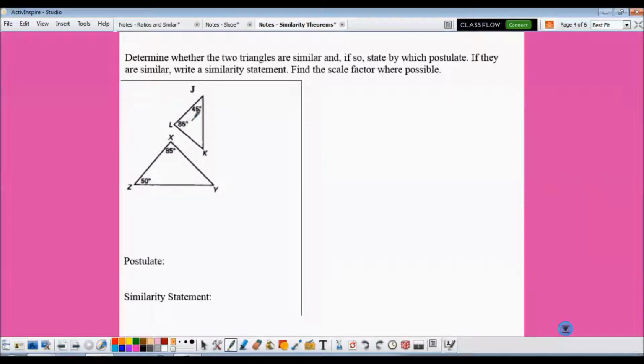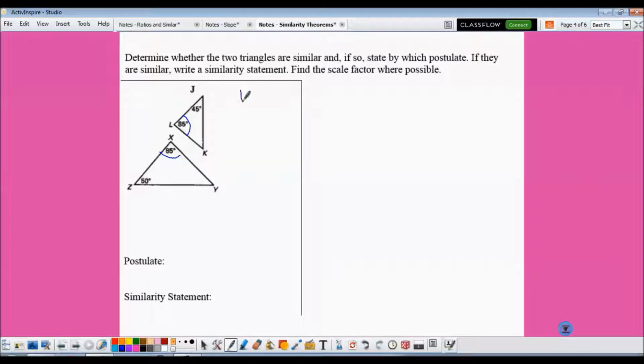Determine whether the two triangles are similar, and if so, state by which postulate. If they are similar, write a similarity statement, and then find the scale factor where possible. So here, we know that X and angle L are congruent. We don't know anything about the sides, so in order to prove that these triangles are similar, we're going to need to know the other angles.